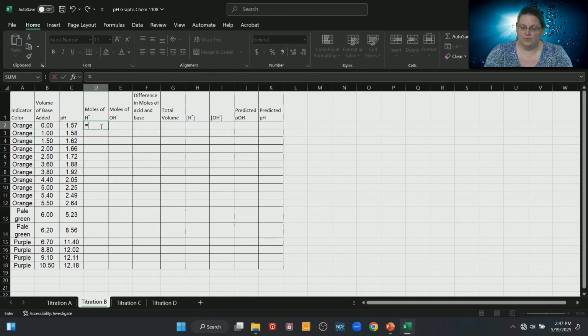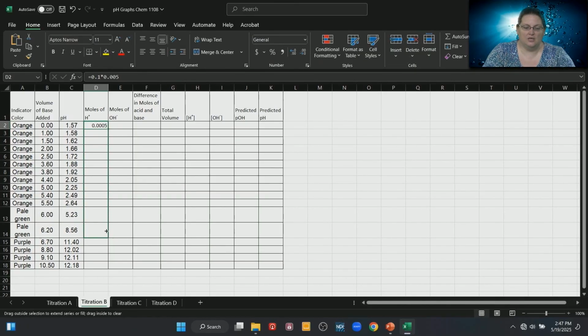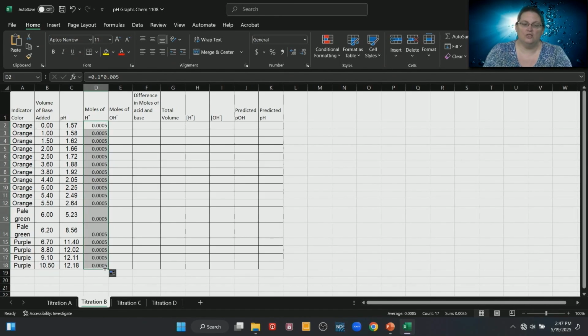We are going to put our equal sign, and we're going to go 0.1, and then we're going to hit the asterisk, which is the multiplication sign in Excel. And then we're going to go 0.005, and we're going to hit enter. So now we have the moles of hydronium, and this is what's sitting in our flask, and it's not changing. And then as we go down, it doesn't change, so it populates for us the 0.0005.